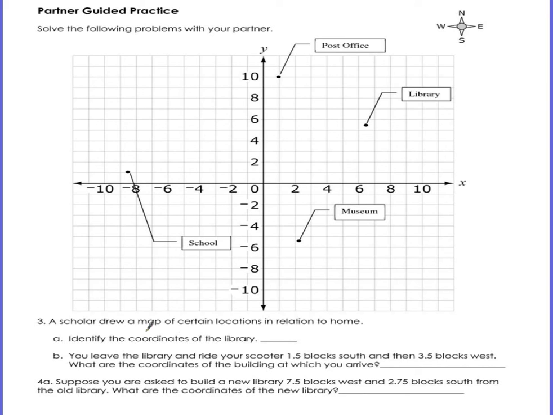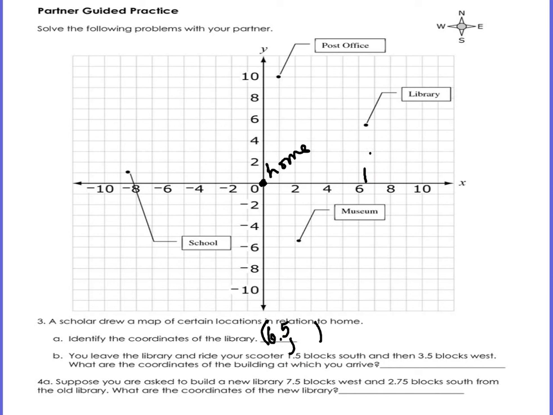All right, so he drew a map of certain locations in relation to his home. In this case, we can assume that home would be the origin because that's where he is starting. So this would be home. What are the coordinates of the library? Well, it's right and up, so they're both going to be positives. We would go to the right 6. We don't get all the way to 7, so we can say that's about 6.5.